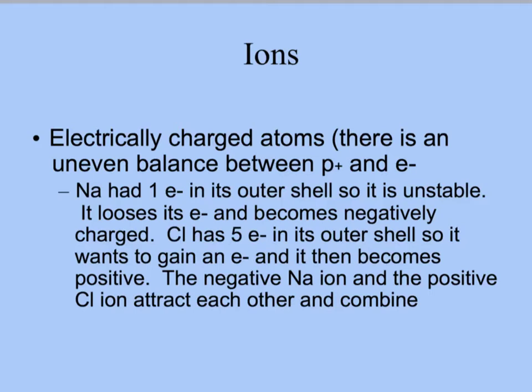Ions are electrically charged atoms, which means there is an uneven balance between protons and electrons. If there are more protons than electrons, it would be a positive charge and be a positive ion. If there are more electrons than protons, it would have a negative charge and be a negative ion.